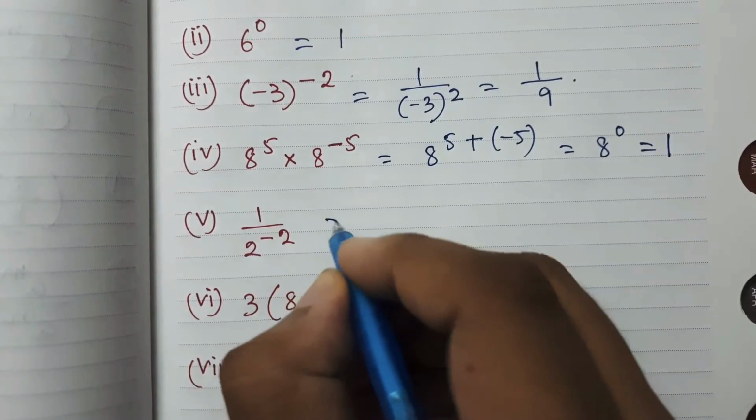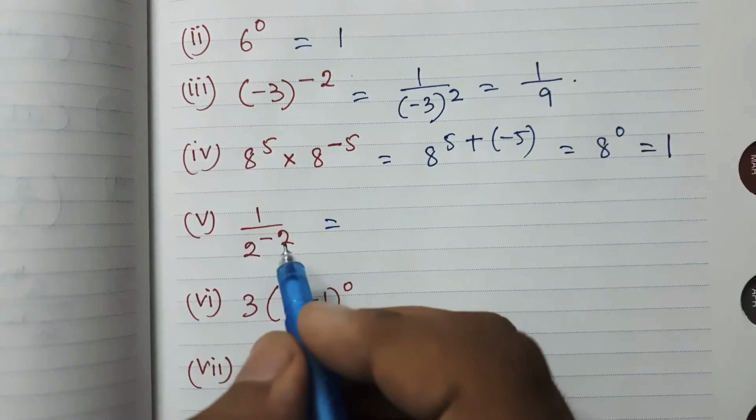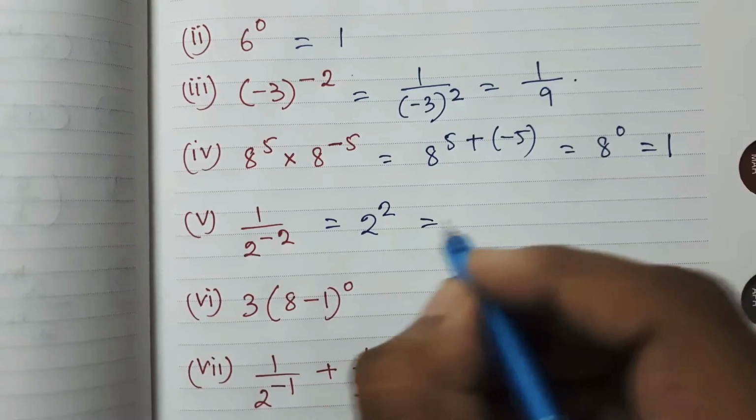Now this is part 5. Here negative exponent is present in the denominator. So what is the formula? We can directly write 2 square. So it is going to be 4.